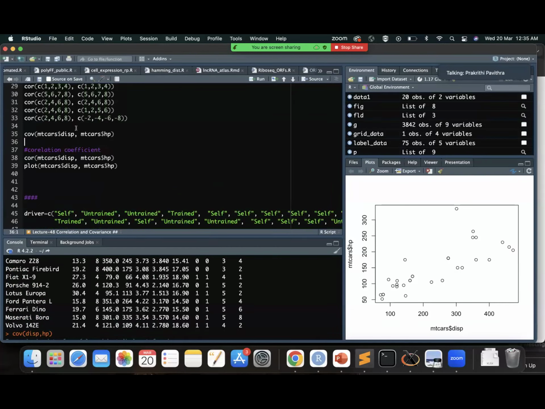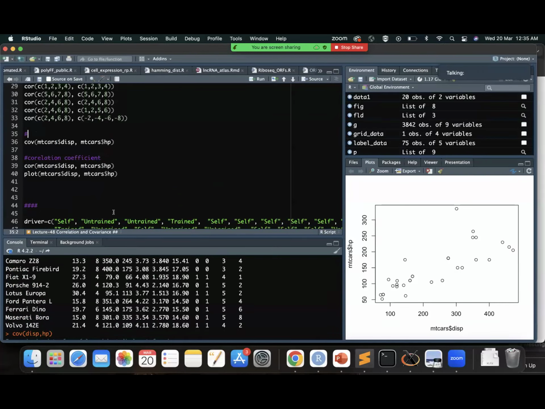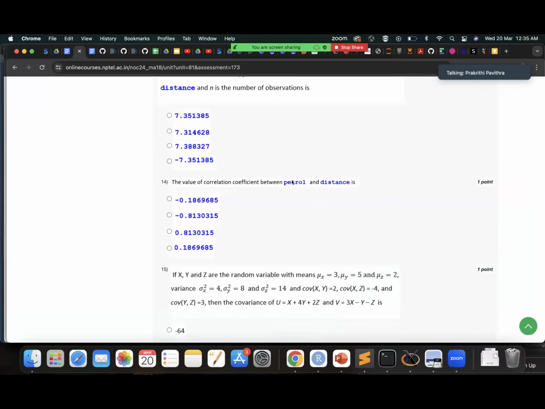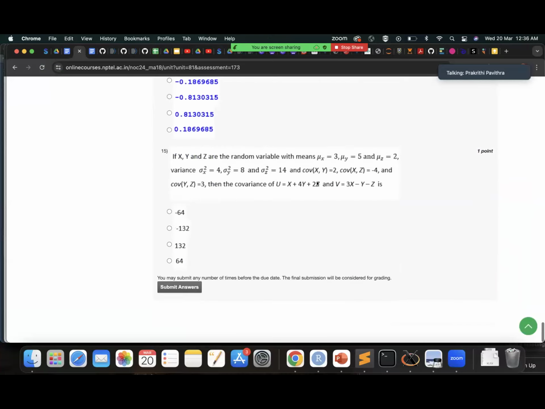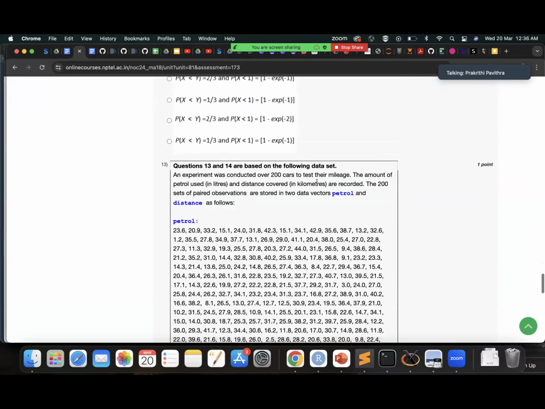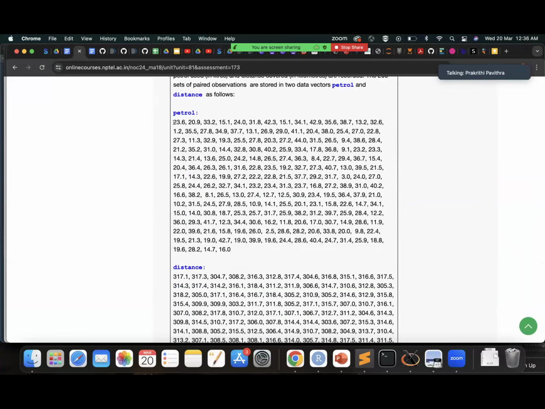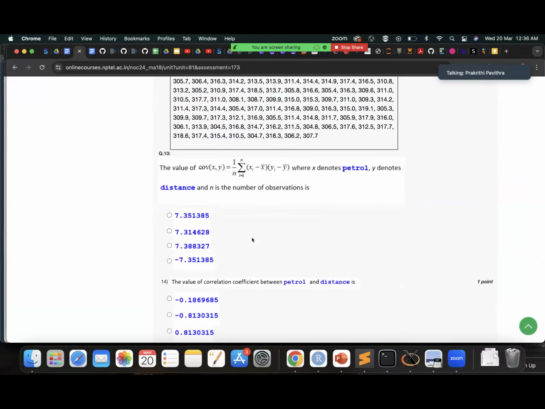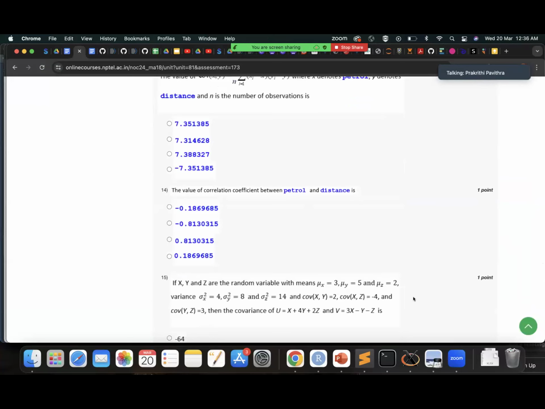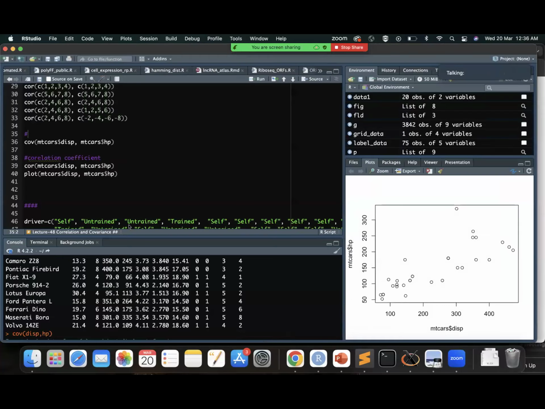So we have to write this COR and our data. In this case, you need petrol and distance. So both these are vectors, I believe. How was the data given? Yes, vectors. So your vectors are given, so you just have to do cor petrol comma distance. That should give you the answer. Thank you.